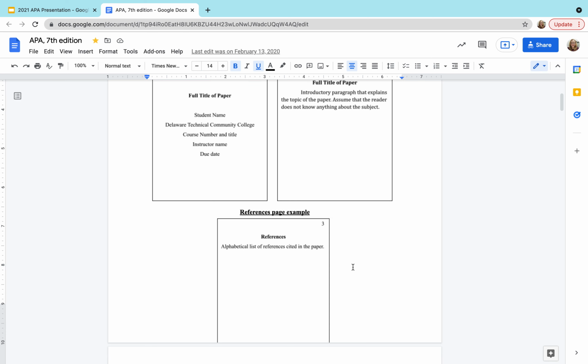Then the last page of your paper is your references page. Again, we have the page number. Centered in bold here is going to be the word references, and then we are going to have an alphabetical list of references. They are going to be double-spaced and follow all the other requirements that APA requires, which we will talk about later.